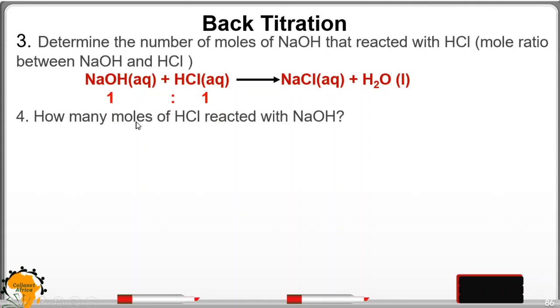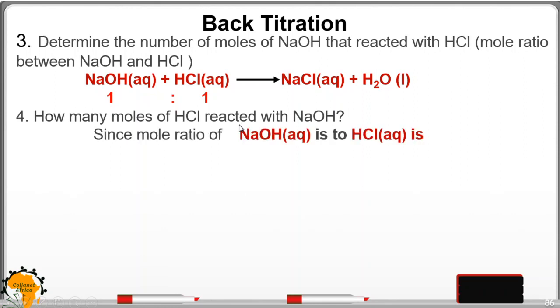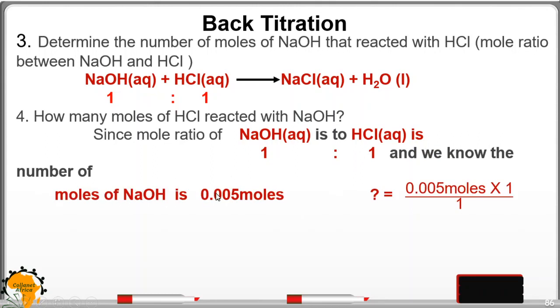Therefore, how many moles of HCl reacted with sodium hydroxide? With the information about the reaction ratio, and we know the number of moles of sodium hydroxide as 0.005, then the number of moles of HCl will be the same, because 1:1, therefore the number of moles of HCl will be 0.005 moles of HCl.